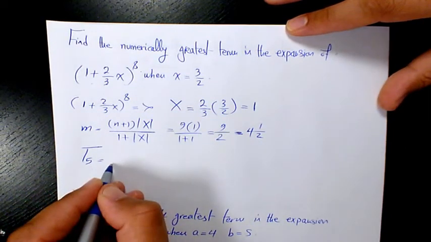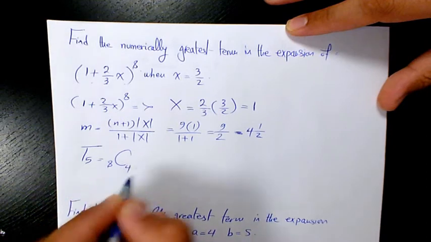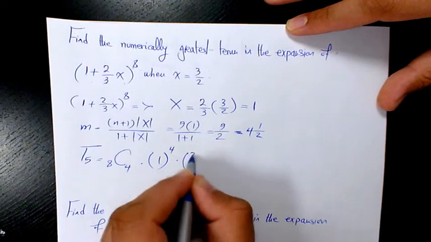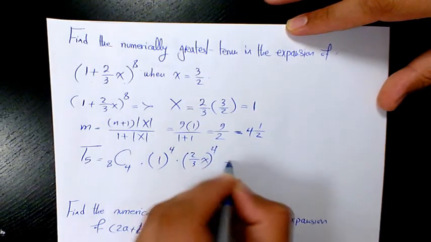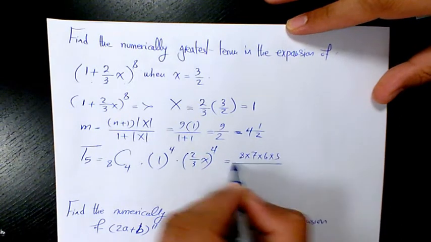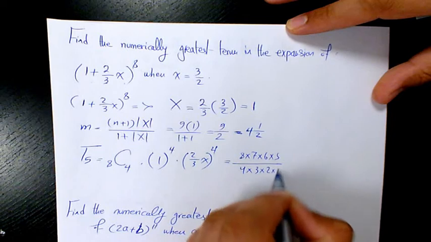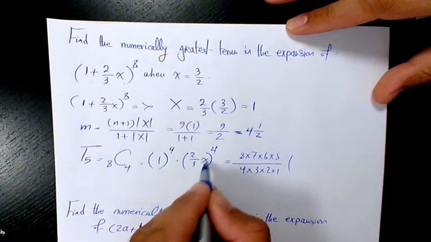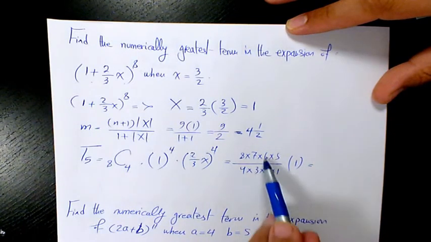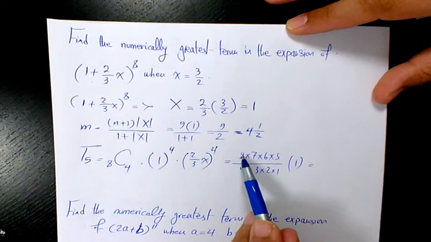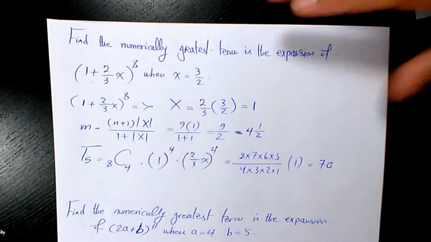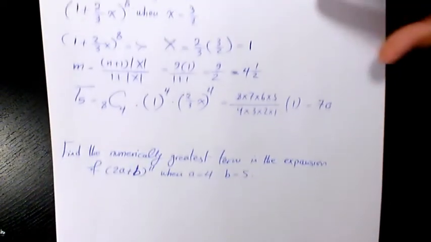So T5 is 8C4 times 1 to the power of 8 minus 4, times 2 over 3x to the power of 4, which is going to be 8 times 7 times 6 times 5 divided by 4 times 3 times 2 times 1. 2 over 3 times 3 over 2, 1 to the power of 4 is going to be 1. So the 3 cancels out with the 6, and 8 and 4 cancel out. It's going to be 2. 2 times 5, 10. 10 times 7, 70. See, you don't need to use the calculator sometimes.